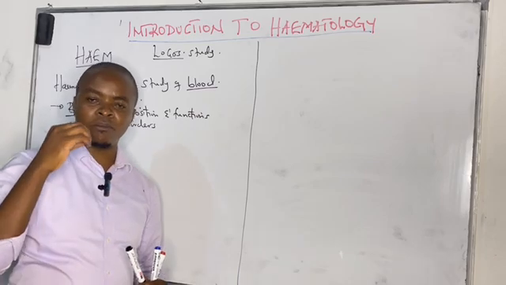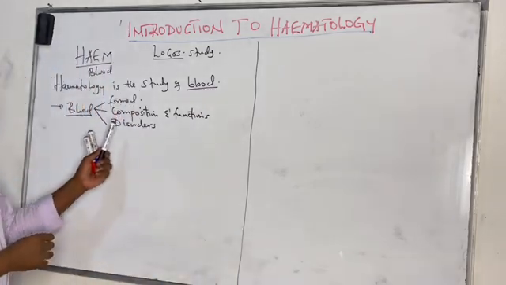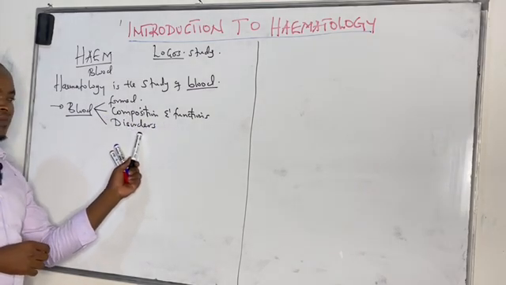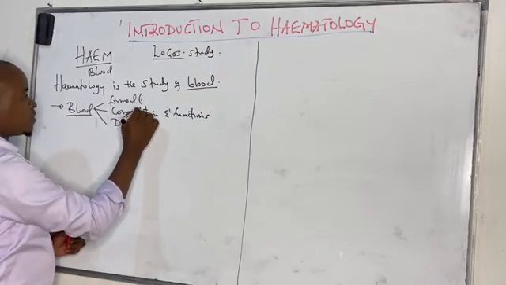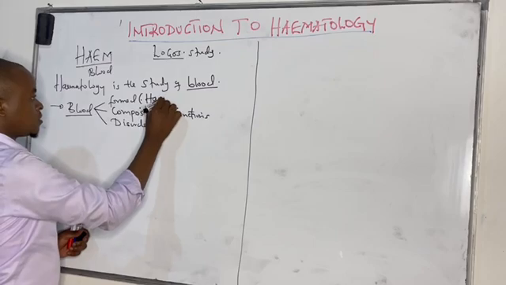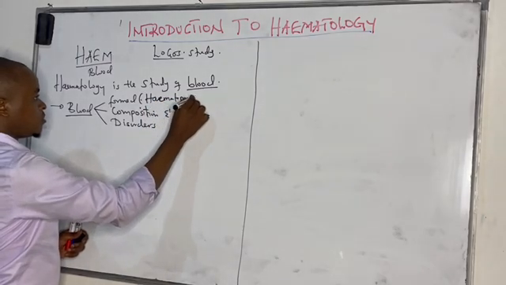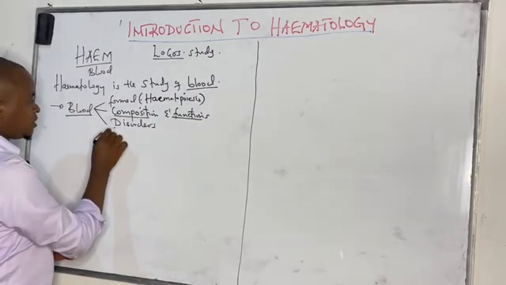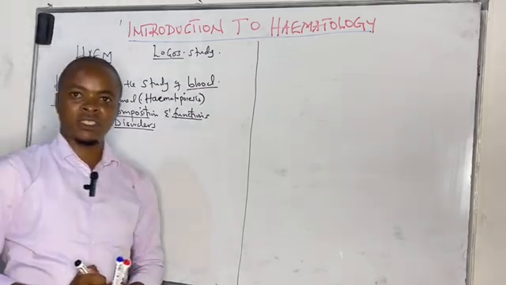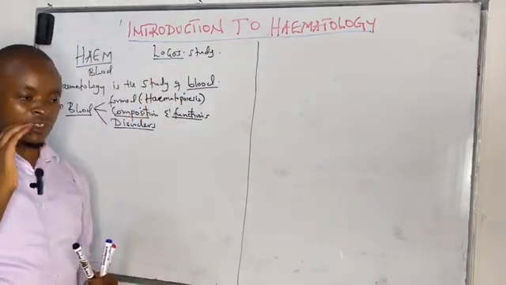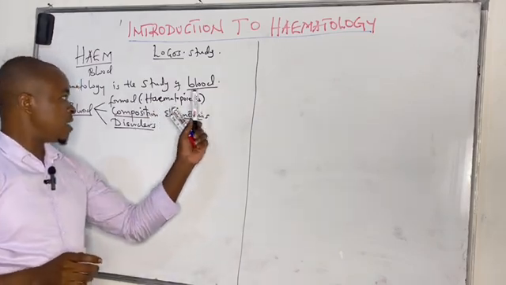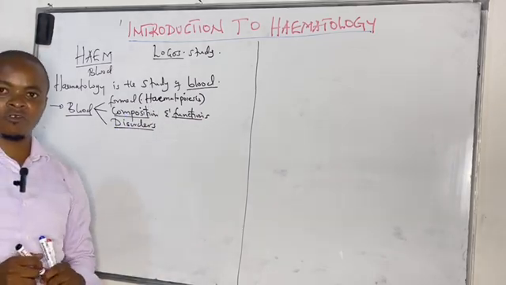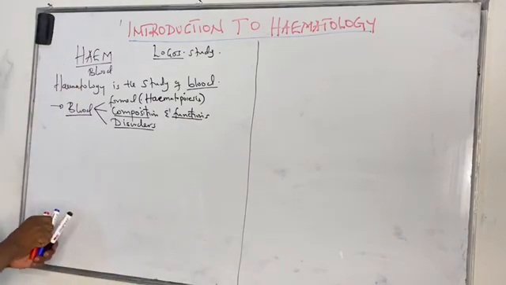So hematology is the branch of science that deals with the formation, composition, and function, plus disorders of blood. We look at how blood is formed by a process known as hematopoiesis. Then we see the composition and the function of blood, and we see also disorders of blood. That is hematology.